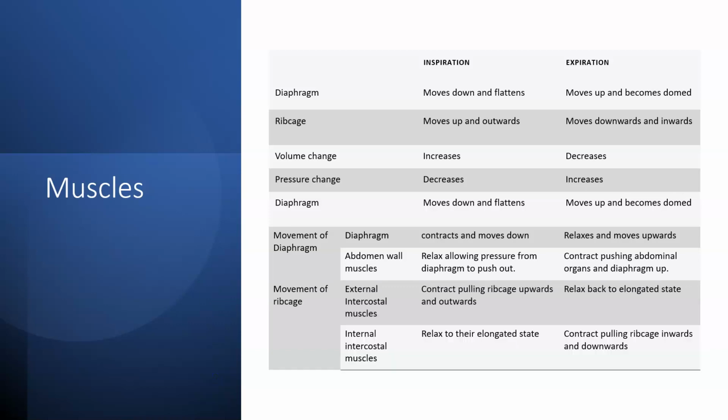All right, so now we're thinking movement of the rib cage, and we're thinking of those external intercostal muscles and the internal intercostal muscles. So when we breathe in, the external intercostal muscles have contracted and pulled the rib cage up and outwards, whilst the internal intercostals have relaxed. And we breathe out. The external intercostals have relaxed, and the internals have contracted to pull the rib cage inwards and downwards.